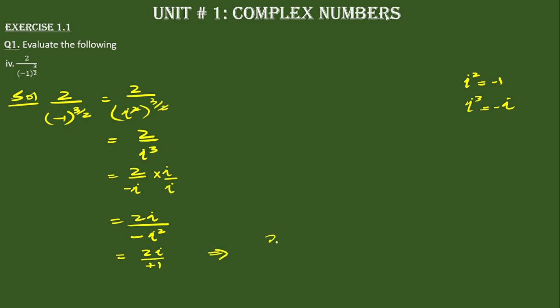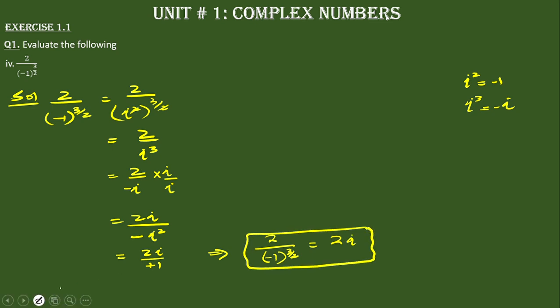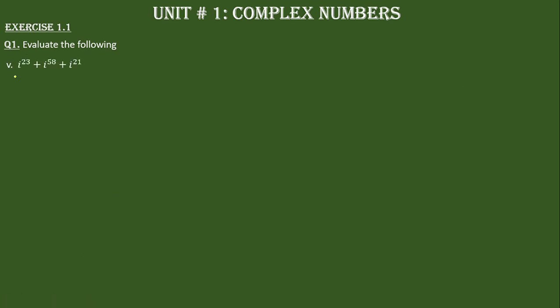That means 2 iota. So we came to know that 2 divided by minus 1 raised to the power 3 by 2 is equal to 2 iota. So that's the answer. Now moving to the last part, the fifth one. In the fifth part, we are given an expression involving powers of iota: iota raised to power 23 plus iota raised to power 58 plus iota raised to power 21.